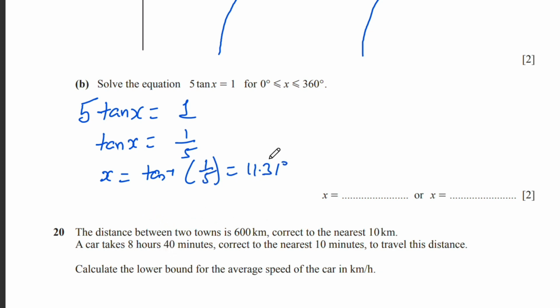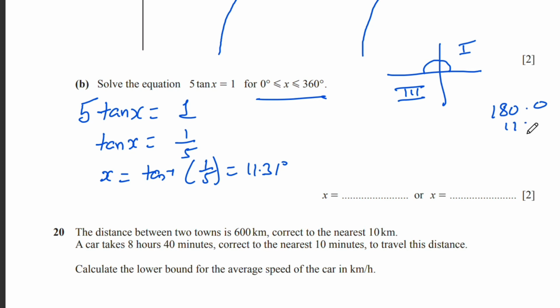Now see, 0 to 360 means a complete circle. So we know that there are 4 quadrants and tan is positive in the first and third quadrant. So to get the third quadrant, you get 180 plus theta. Here theta, the acute angle, is 11.31. So the other angle is 180 plus 11.31, which is 191.31. So the two values here are 11.31 and 191.31.